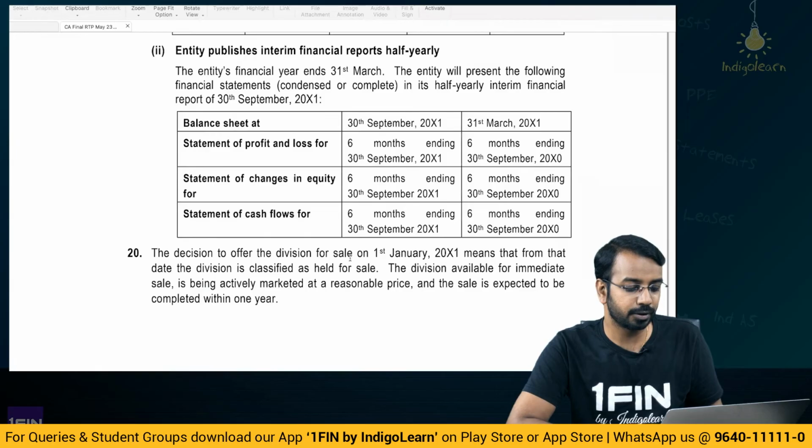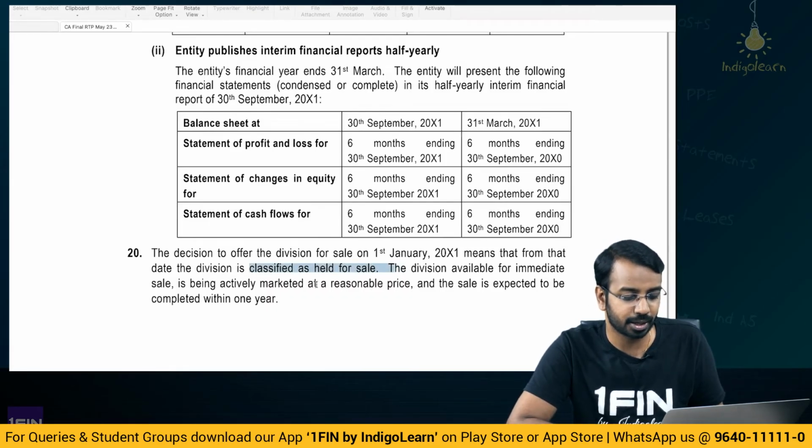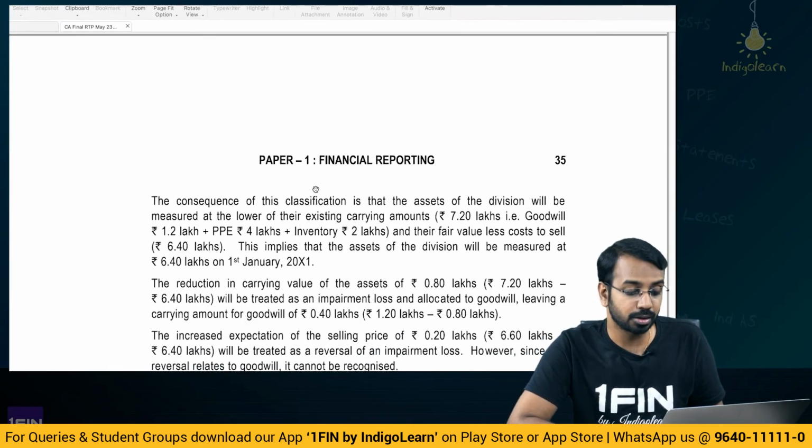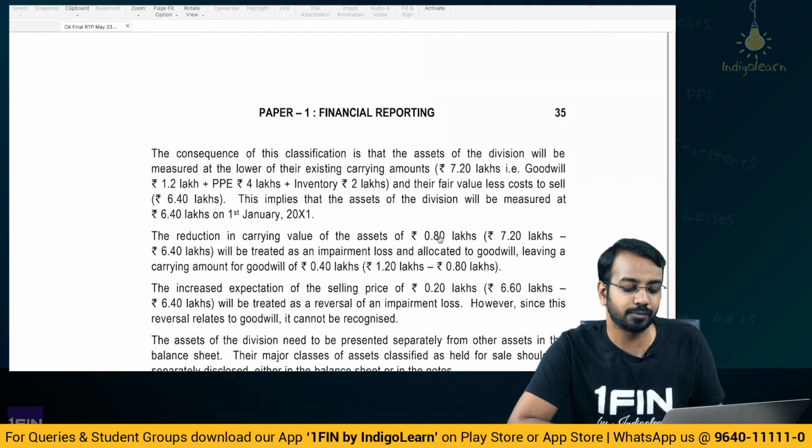The decision to offer the division for sale on 1st of January means that from that date, the division is classified as held for sale. The division is available for immediate sale and is being actively marketed at a reasonable price, and the sale is expected to be completed within 1 year. The consequence of the classification is that the assets of the division will be measured at the lower of their existing carrying amount and their fair value less cost to sell, so 6.4. The reduction in carrying amount of 0.8 lakhs will be treated as impairment loss and will be adjusted against goodwill. Already we have discussed this.